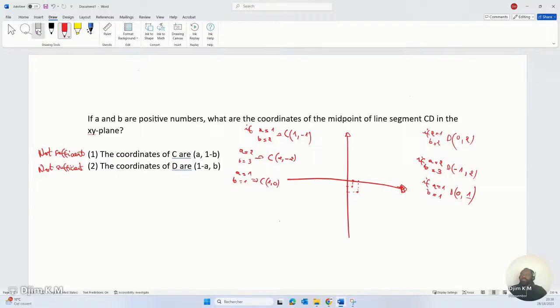But if we take both, for example, when A is equal to 1 and B is equal to 2, the coordinates of C are 1, minus 1. So this is C. And D is X equal to 0 and Y equal to 2.